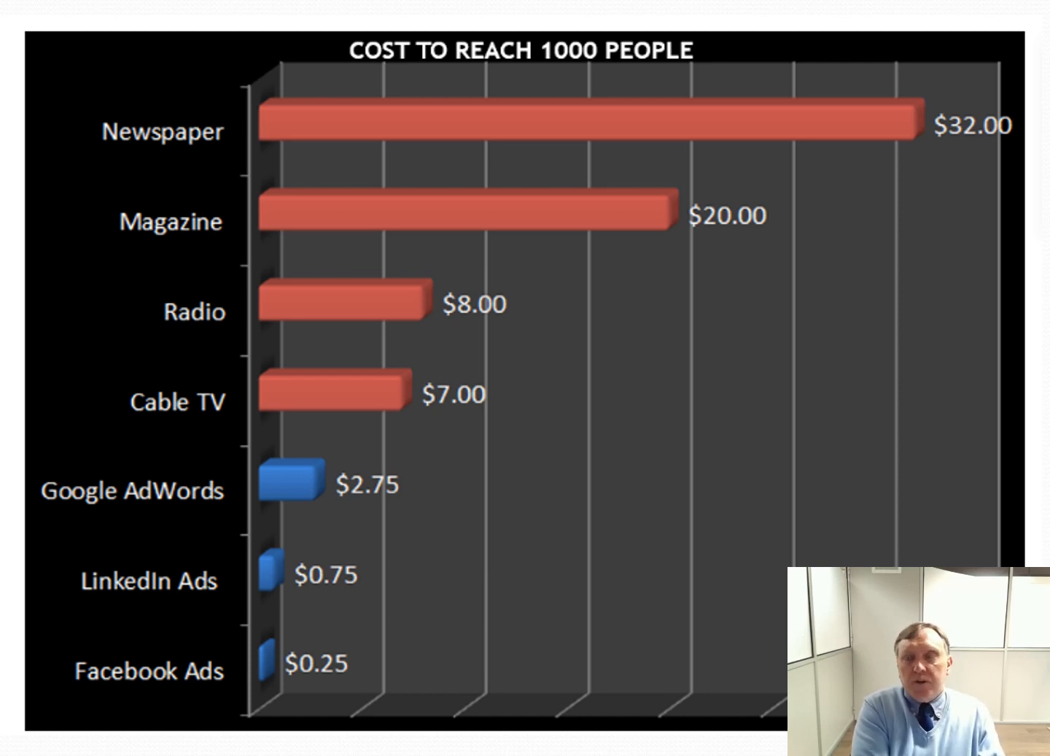To reach 1,000 people via a newspaper will cost approximately $32. This means if you divide $32 by 100, it's 32 cents. So each customer will cost you 32 cents. If you want to reach 1 million, you will times that by 10,000. So 320,000.